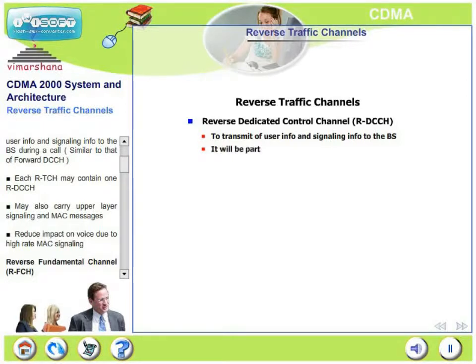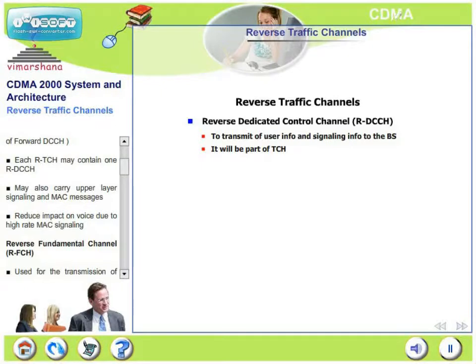Each reverse traffic channel may contain at least one reverse dedicated control channel. It may also carry upper layer signaling and MAC messages. It reduces impact on voice due to high rate MAC signaling.